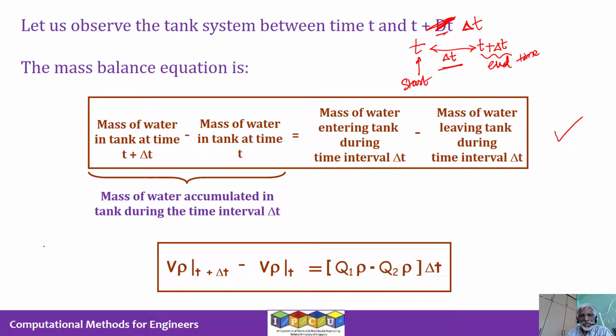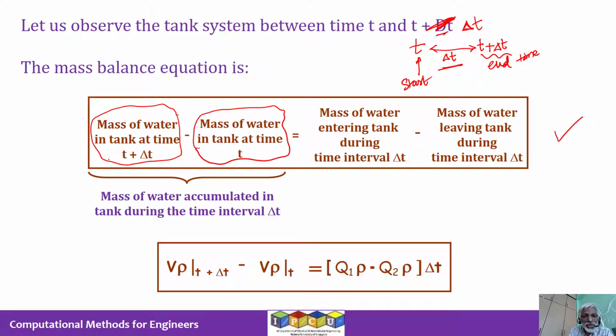So to write the mass balance for water in the system, let's take the inventory, the amount of water, the mass of water in the tank at the end of the time interval. That means the mass of water in tank at time t plus delta t, how much water in kilograms there is at time t plus delta t. Then we also take into account the mass of water in the system at the beginning of our observation period. That means the mass of water in tank at time t.